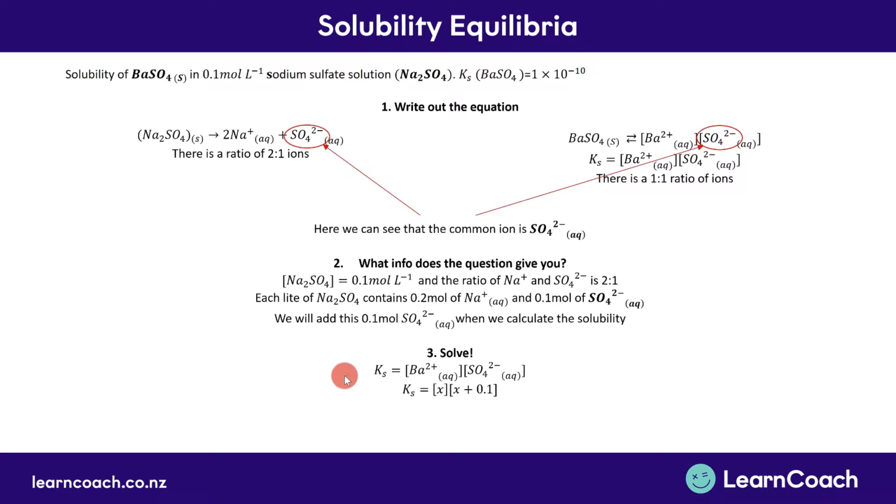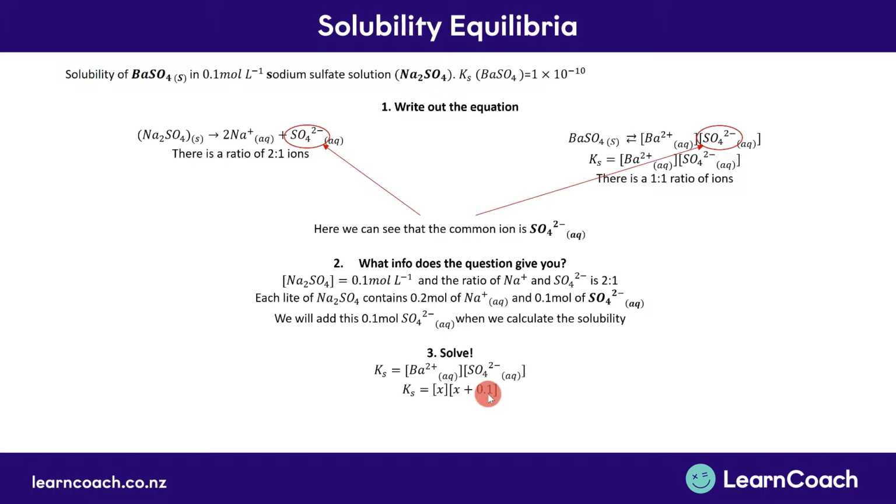And so the third step is to solve the question now. We know that Ks equals the concentration of Ba2+ times the concentration of SO4 2-. We know that Ba and SO4 split in a 1-to-1 ratio in barium sulfate, so you can call Ba2+ x and you can call SO4 2- x. However, you have to include the amount of common ion present before you even added any BaSO4. And as we know, because we worked it out in the previous step, there is 0.1 moles of SO4 2- present. So the equation becomes x times (x plus 0.1).